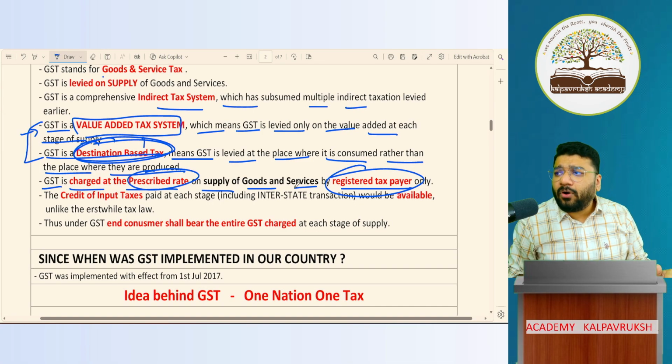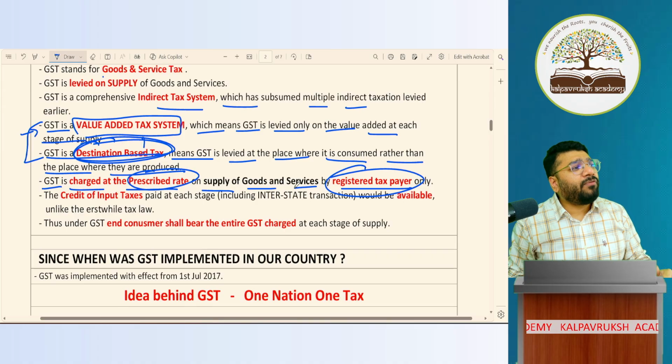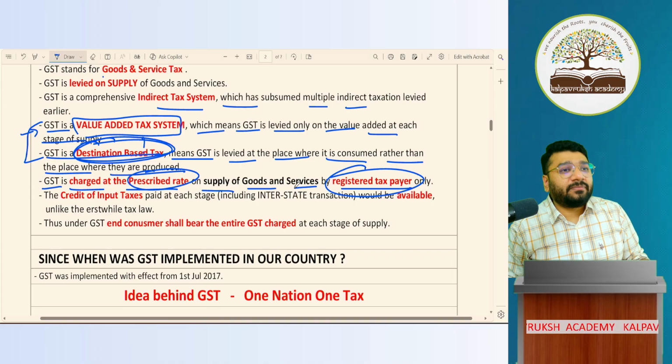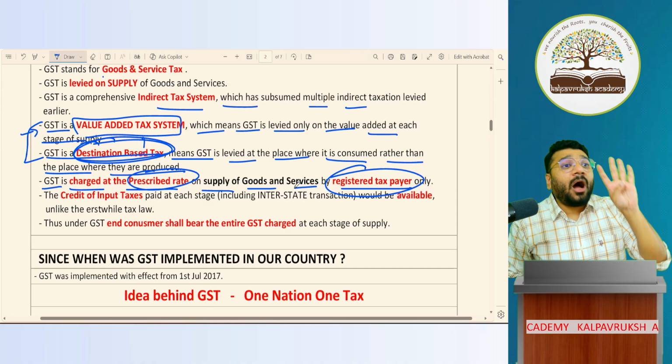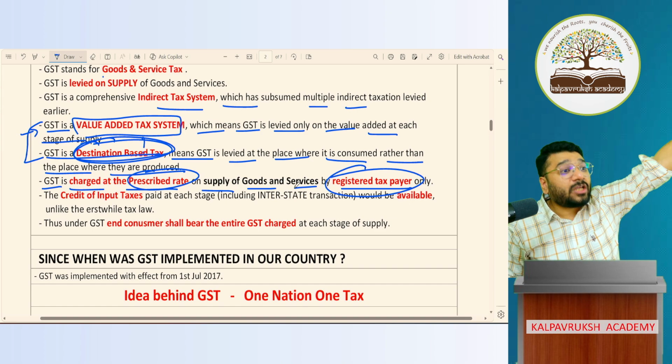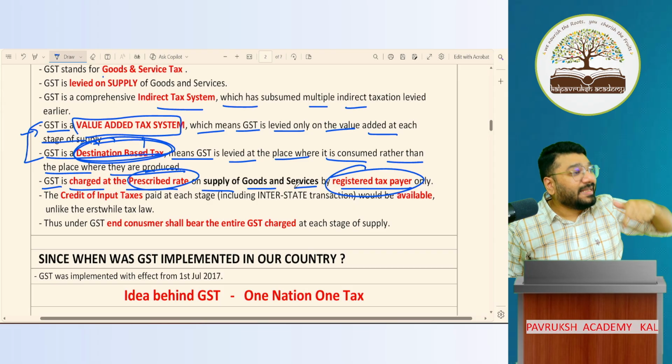Is it compulsory for everyone to register under GST? No. The GST department has given a limit. If you're dealing with goods, up to 40 lakh turnover, there is no need for registration. But the day I cross 40 lakh turnover, I have to register.